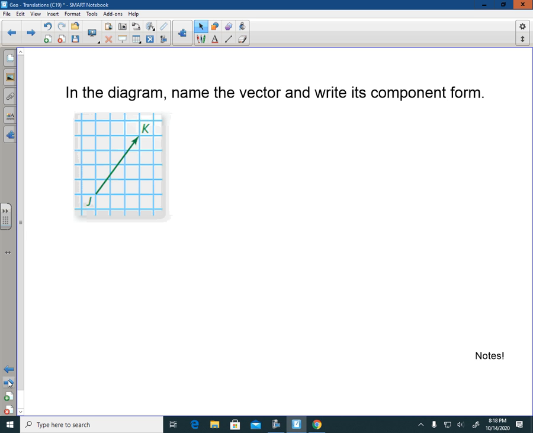All right, so let's practice. In this diagram, hey, my phone's ringing. Who's calling? I don't know.